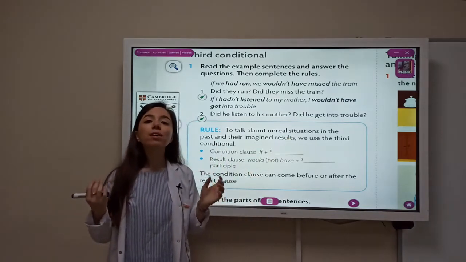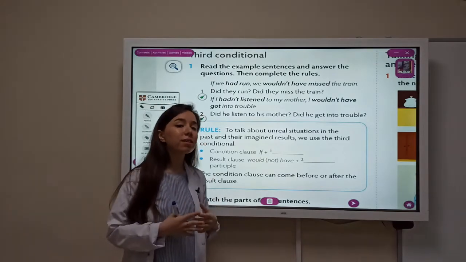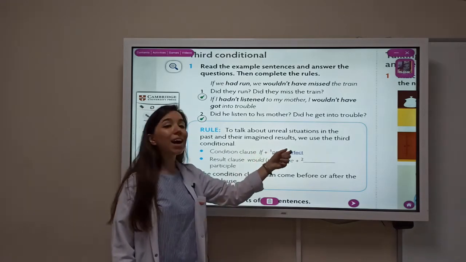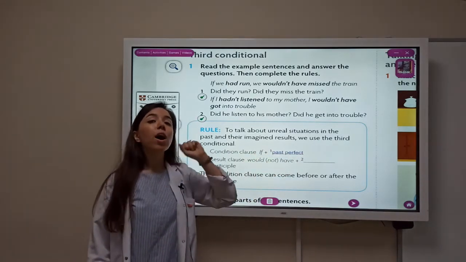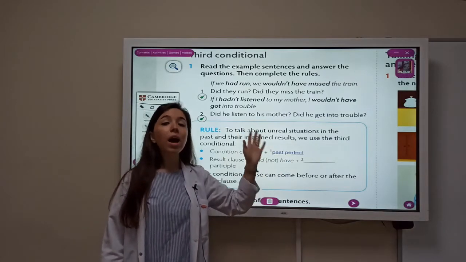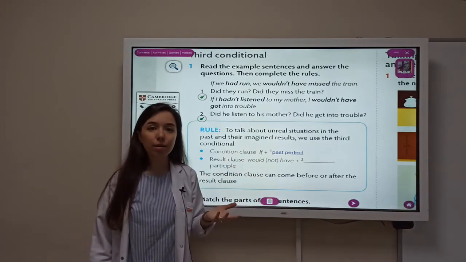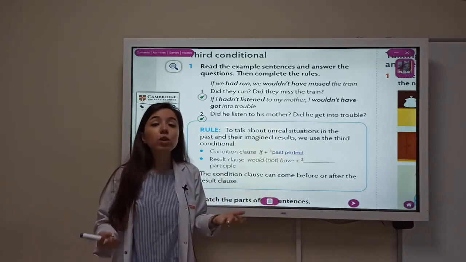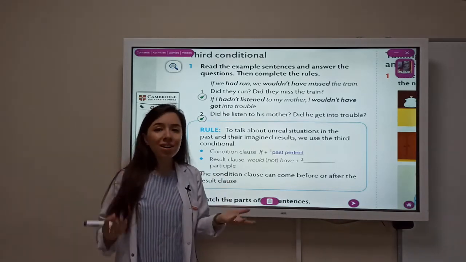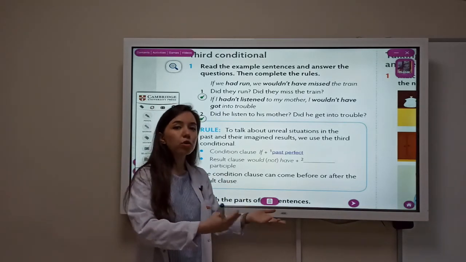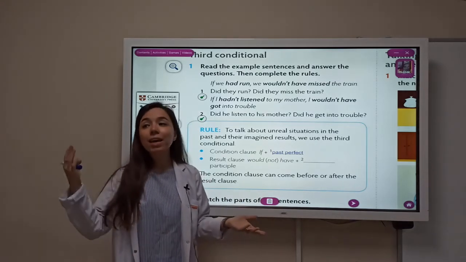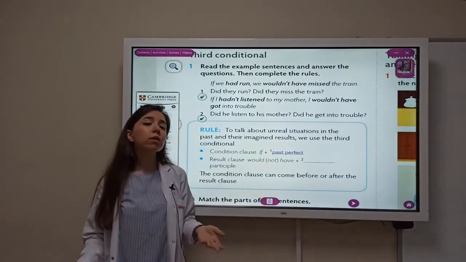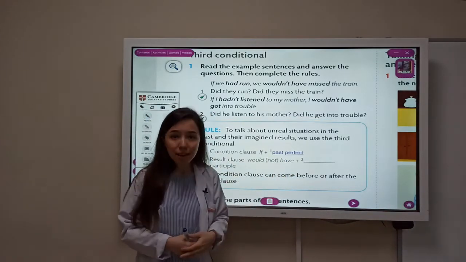How is the construction? How can we make third conditional sentences? In the if clause, the condition clause, we use if plus past perfect. If I had $1 million, I would have bought an airplane. Everybody knows that in the past I didn't have $1 million, so I'm talking about an unreal situation in the past. So the result also is going to be imaginary. If I had $1 million, I would have bought something. I didn't have $1 million, so I wouldn't have bought that airplane, or I couldn't do it.